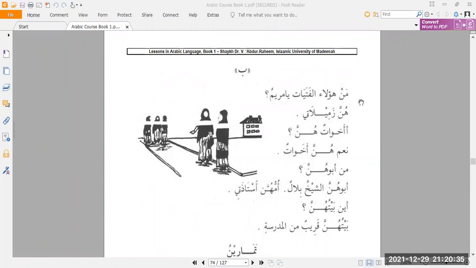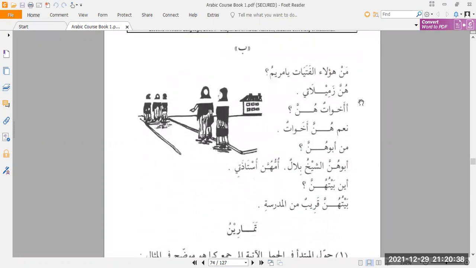Bismillah walhamdulillah wassalatu wassalamu ala rasulillah wa ala alihi wa sahbihi wa man wala. Section Ba. Man ha'ula'il fatayatu ya Maryamu. Now you know we did hadha and dhalika. Hadha is something near, dhalika is something at a distance. We did hadha, masculine, hadhihi, dhalika, and tilka, masculine and feminine. However, we also did ha'ula'i, man ha'ula'i rijalu, who are these men?